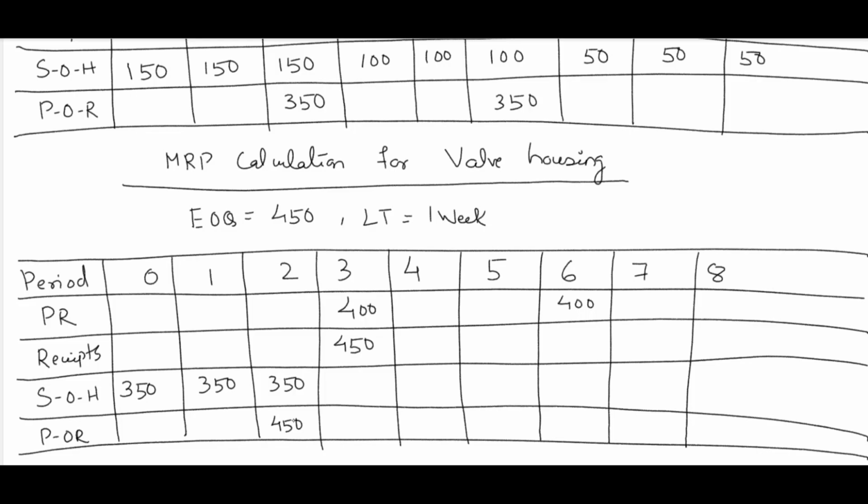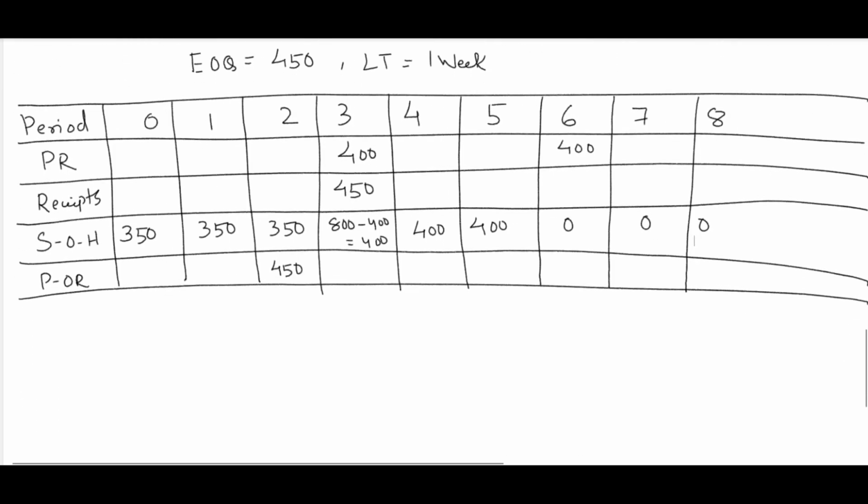So it is 450. Now 450 plus 350 is 800. 800 minus 400 is equal to 400. This 400 will be carried forward in the fourth and fifth week. In the sixth week, we are able to satisfy the demand, so we have a stock on hand of 0. So this completes the MRP calculation of this problem.